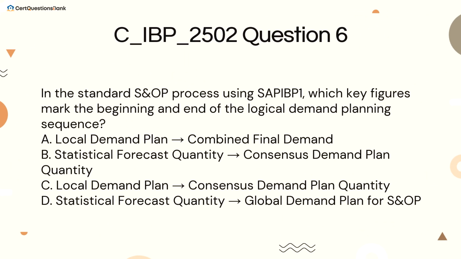In the standard S&OP process using SAP IBP, which key figures mark the beginning and end of the logical demand planning sequence? A. Local demand plan → combined final demand. B. Statistical forecast quantity → consensus demand plan quantity. C. Local demand plan → consensus demand plan quantity. D. Statistical forecast quantity → global demand plan for S&OP.